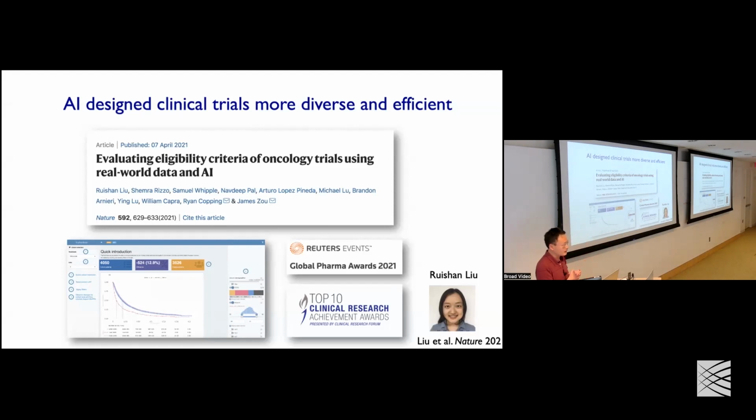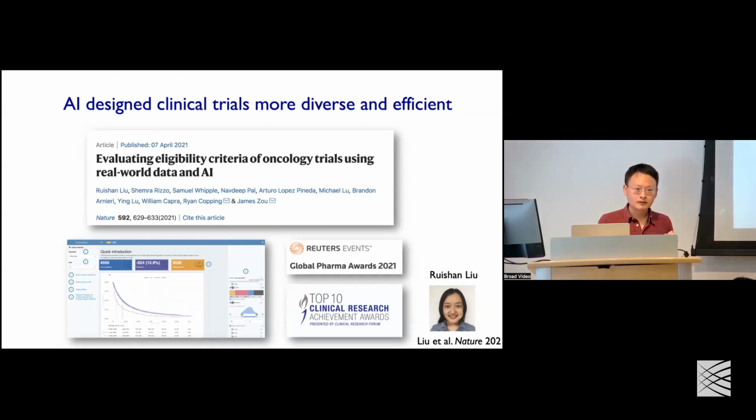Where Rishan and our collaborators helped to develop this platform called Trial Pathfinder, which is a way to design new clinical trial protocols computationally, and we're actually quite excited that this is now being used by the largest pharma companies like Roche and Genentech to help them to design some of the new cancer trials. It was also selected by the pharma industry as the top data science innovation last year, so we're excited that it's getting a lot of uptake.